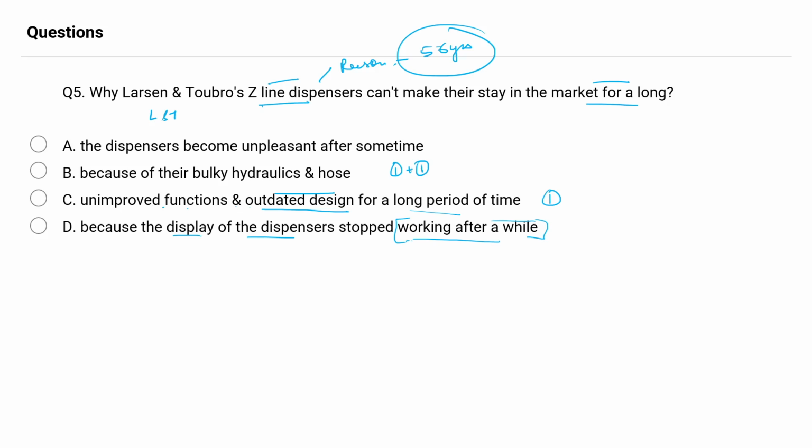You've been provided with four options. The dispensers had become unpleasant. They had bulky hydraulics and hose, and unimproved functions and outdated design for a long period of time, and because the display of dispensers stopped working after a while. Okay, so we've got two responses for option B and one for option C. Would anybody like to share their perspective on why they chose B or C? Anyone? Those who have responded.